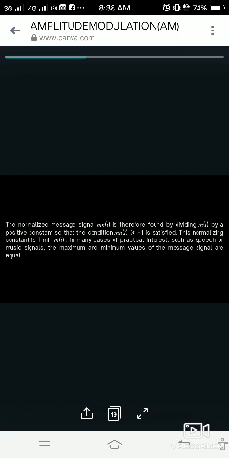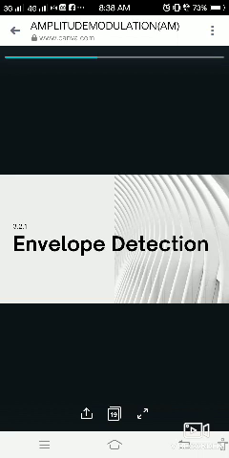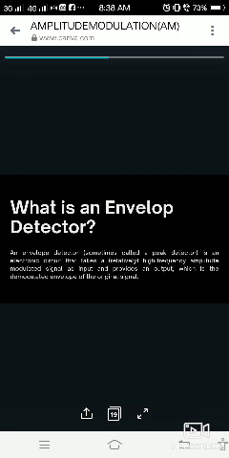In many cases of practical interest, such as speech or music signals, the maximum and minimum values of the message signal are equal. Envelope detection. So, what is an envelope detector? An envelope detector, sometimes called a peak detector, is an electric circuit that takes a relatively high frequency amplitude modulated signal as input and provides an output, which is the demodulated envelope of the original signal.